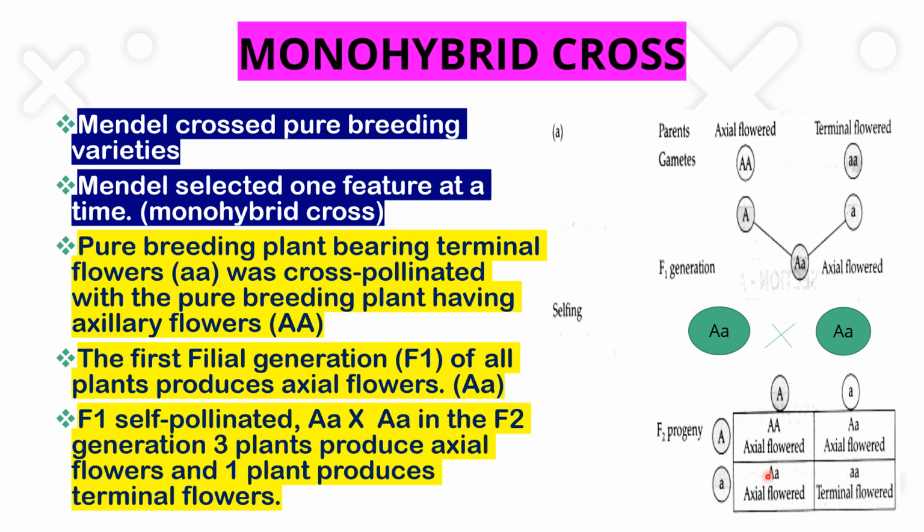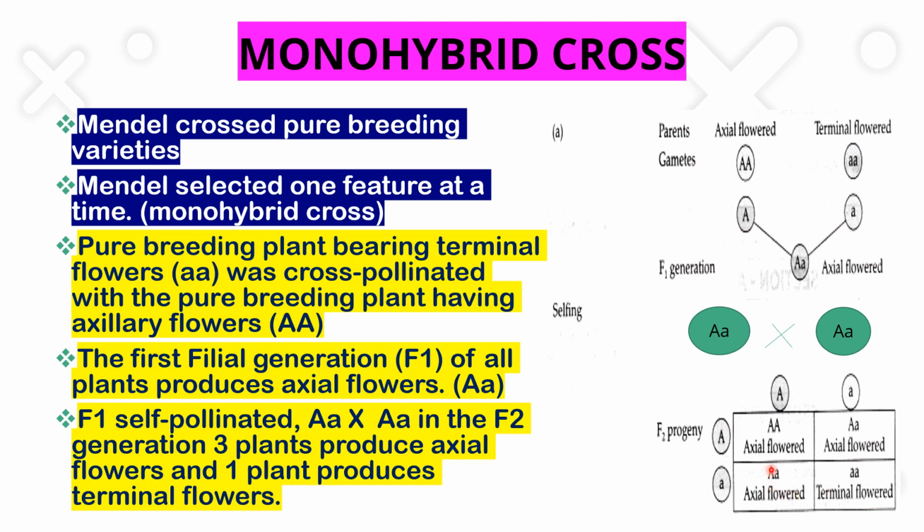Then the phenotypic ratio, what is phenotype? The expressing characters, 3 axial flowered plants, then 1 terminal flowered plant. 3:1 phenotypic ratio of monohybrid cross, that is 3:1.